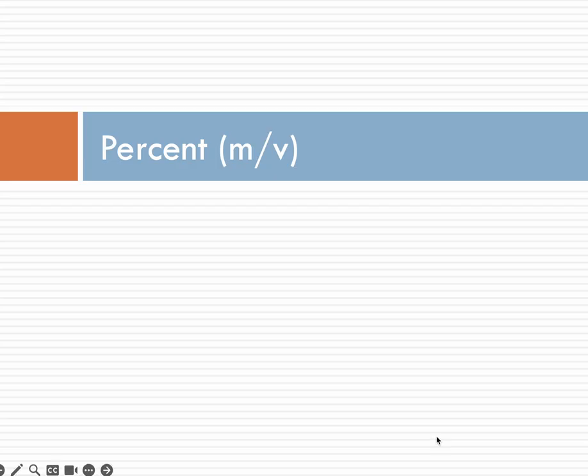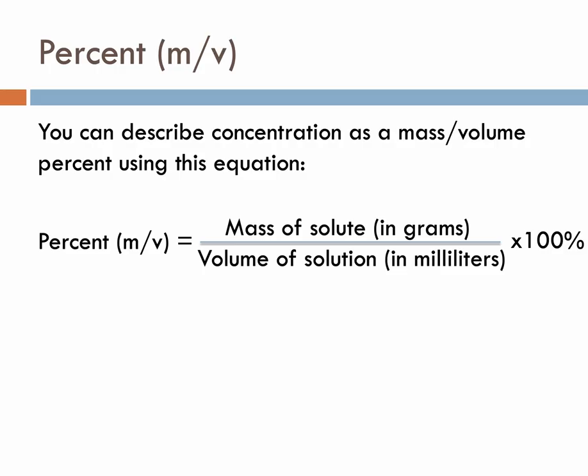So in this video, we're learning about the percent mass over volume concentration. So here you're looking at describing a concentration as a mass of a solute, so in grams. So maybe you've taken a little bit of sugar, you're dissolving it in some water. So you take the mass of the sugar, the solute, the thing you're dissolving, you divide that by the volume of your whole solution in milliliters.